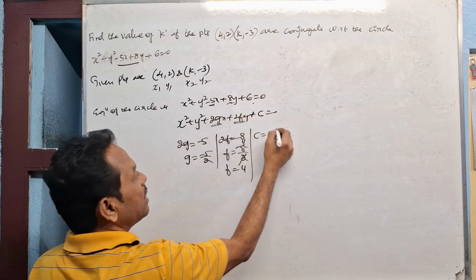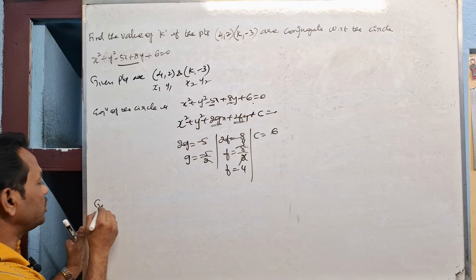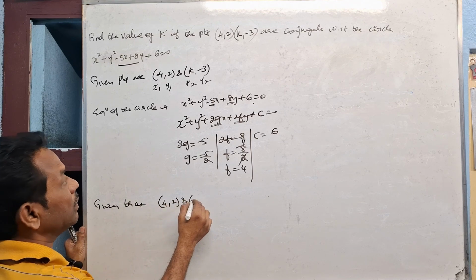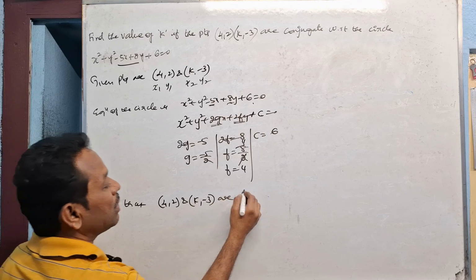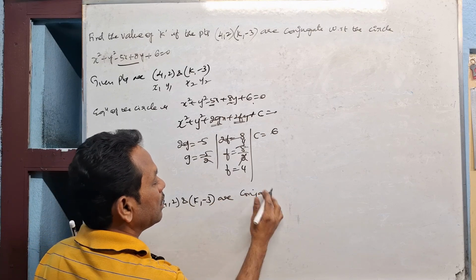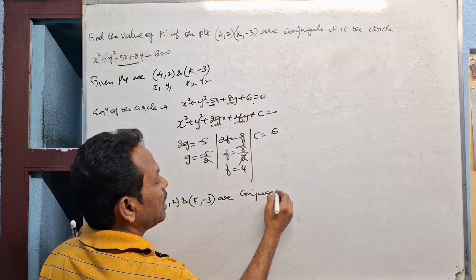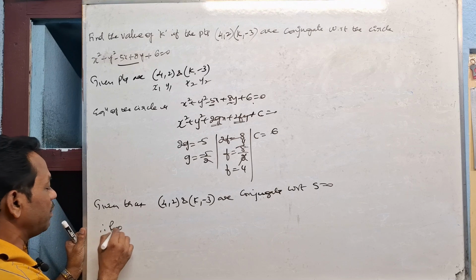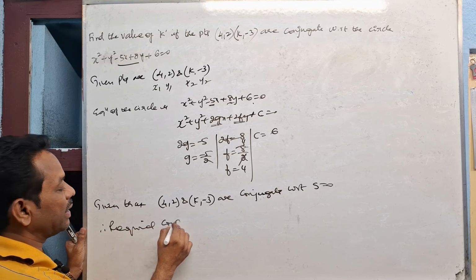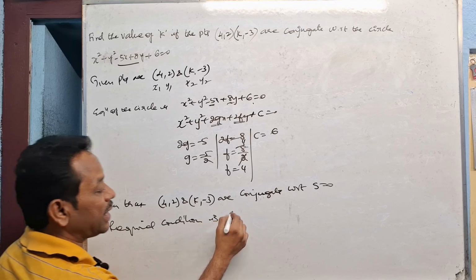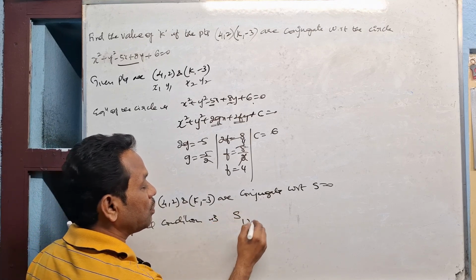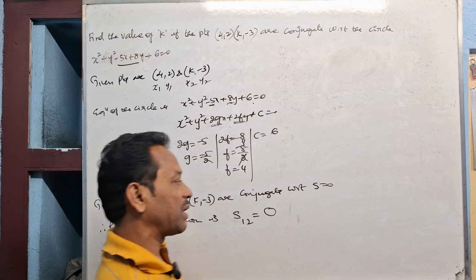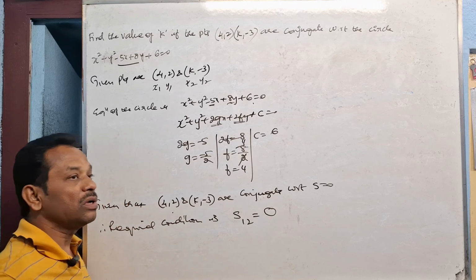If the constant is nothing but 6. So as per the question, given that (4, 2) and (k, -3) are conjugate with respect to the circle S equals 0, the required condition is S12 equal to 0. When two points are conjugate with respect to the circle, then S12 equal to 0.